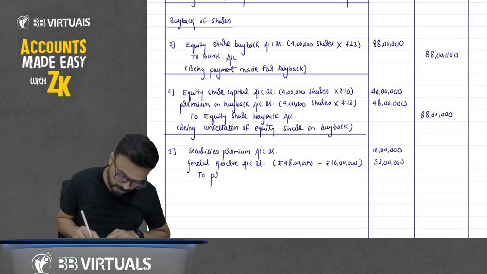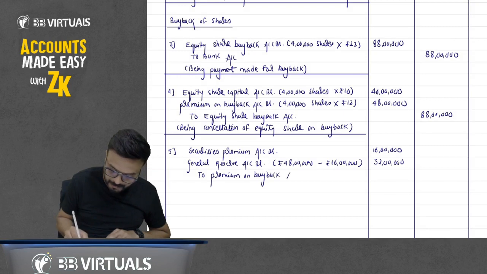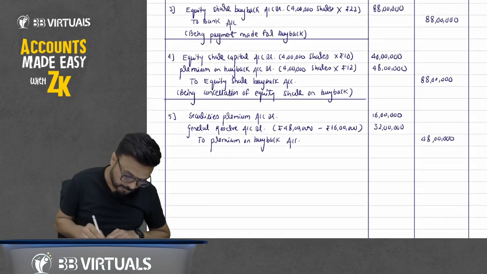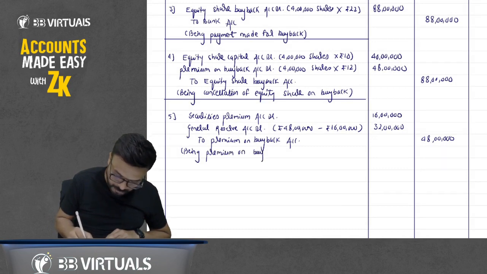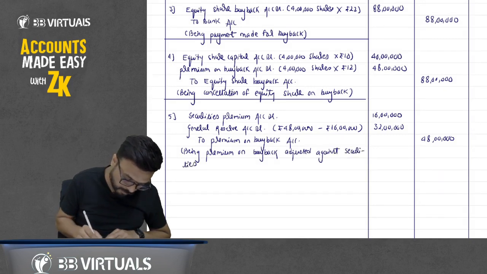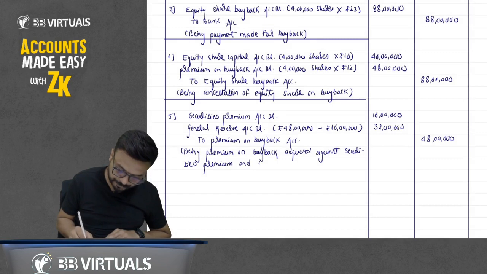To premium on buyback account, 48 lakhs. Being premium on buyback adjusted against securities premium and general reserve.